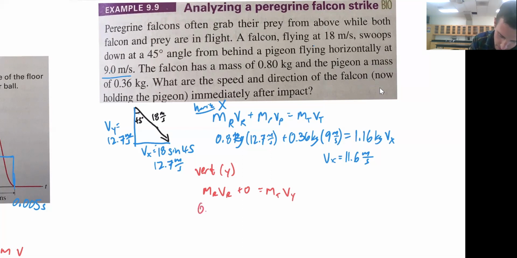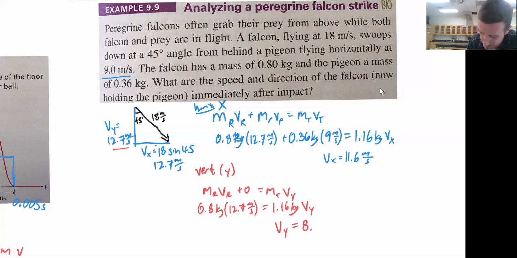So that is 0.8 kilograms times the y component, which is 12.7 meters per second, equals the total mass, 1.16 kilograms, times the y component. 0.8 times 12.7 divided by 1.16 gives 8.76, so v sub y equals 8.76 meters per second.